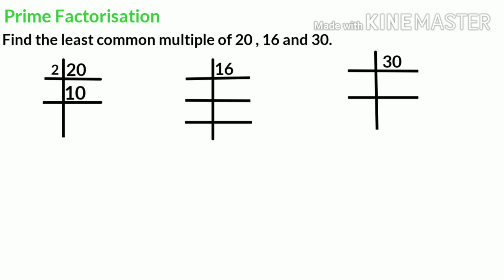Since the last digit of 10 is 0, we can divide 10 by the smallest prime number 2. When we divide 10 by 2, we get 5 as the quotient. Now, the quotient 5 is a prime number, so we can stop the division here. So the prime factorization of 20 is done.